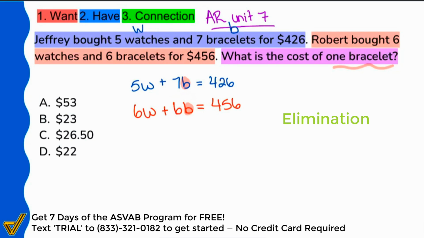So that's the problem. We need to find a way to get the same coefficient on one of the sets of variables, and then we'll be able to do our work. So how can we do that? Well, since we're trying to find B, let's go ahead and try to eliminate W. If we can eliminate W, then we can just have an equation in terms of B, and we're good.